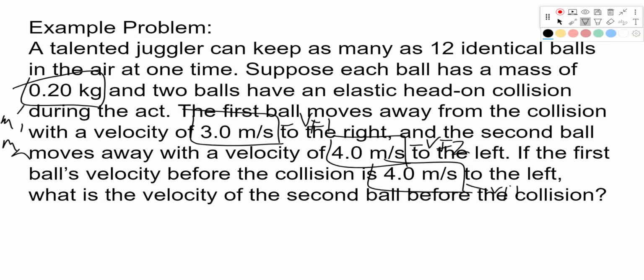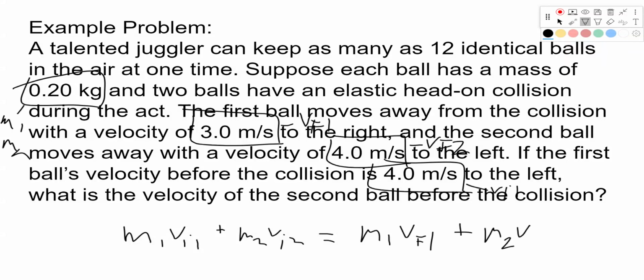So we have to solve for velocity initial for object 2 using that conservation of momentum equation from before, where we had mass of 1, velocity initial of 1, plus mass of 2, velocity initial of 2, equals mass of 1, velocity final of 1, plus mass of 2, velocity final of 2. So what we don't have is this little friend right here, velocity initial of object 2.